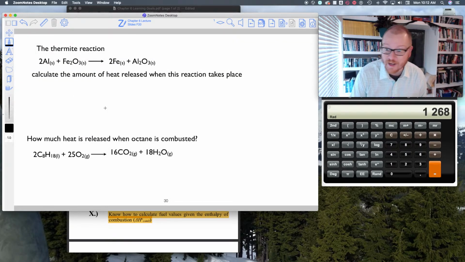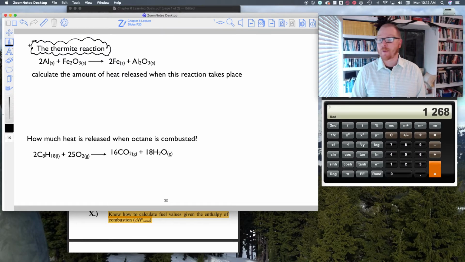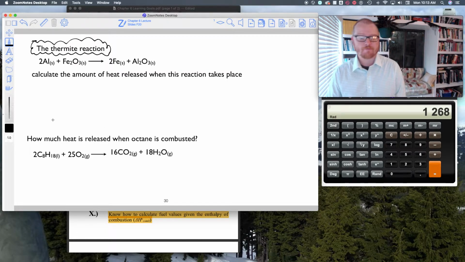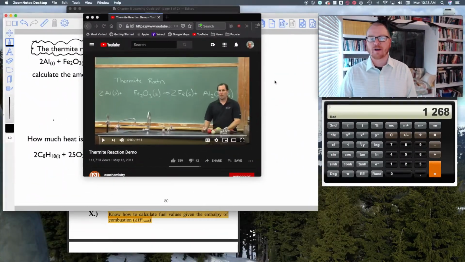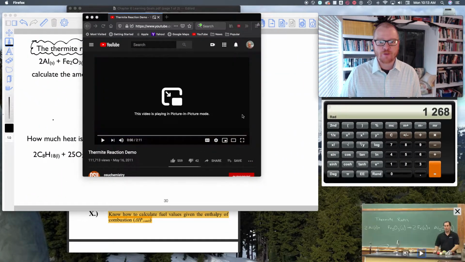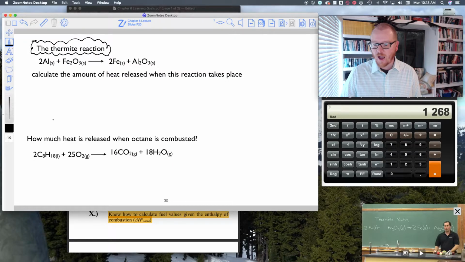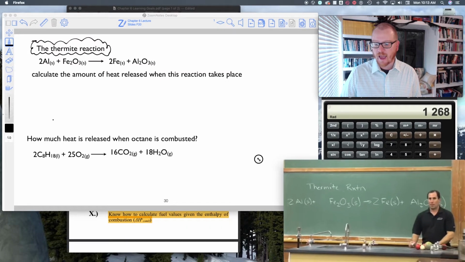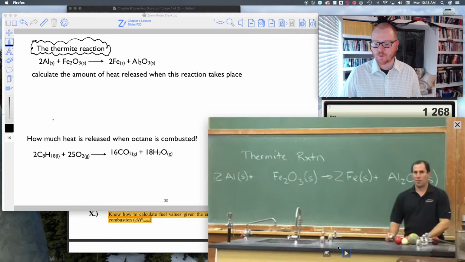We're going to compare two reactions in the sample calculation. There's the thermite reaction, and of course, if we were in the lecture hall, we would be observing the thermite reaction happening live, which is really cool. Sorry, we can't do that. Then we're going to do the same calculation for the combustion of octane. Now I have a YouTube video here of the thermite reaction, and we're going to watch this and try our best to pretend we're seeing it live.